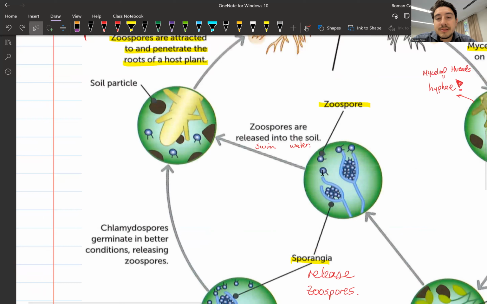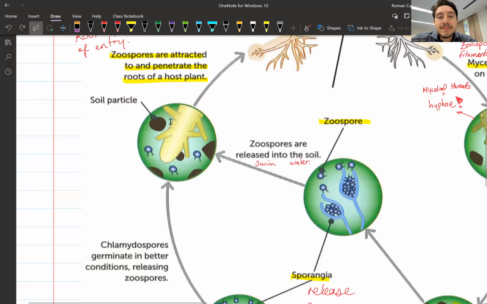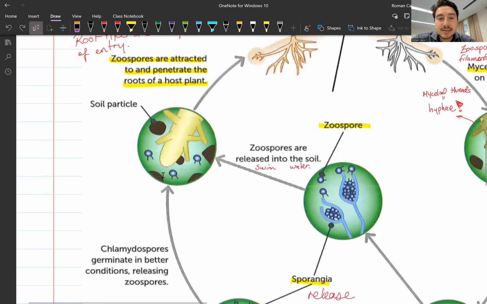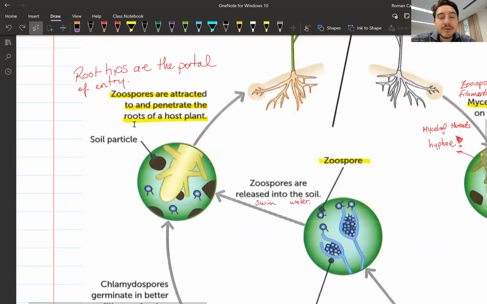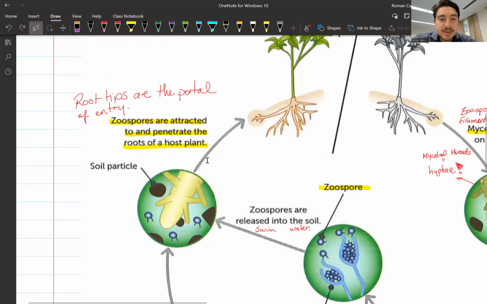Now, the thing about these zoospores is that they can be in the soil. They can be thriving in the soil, and whenever one attaches to another plant, that's it. The other plant gets infected. The soil particle can carry these things. So you have these zoospores, they get attached to another root, and ultimately a healthy plant gets infected, and then the cycle begins again.